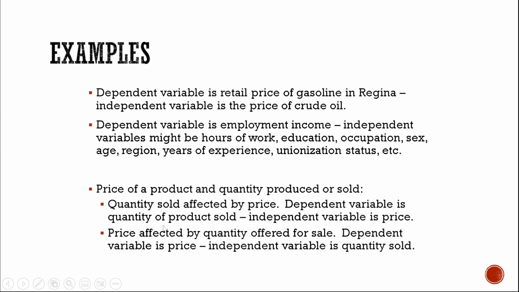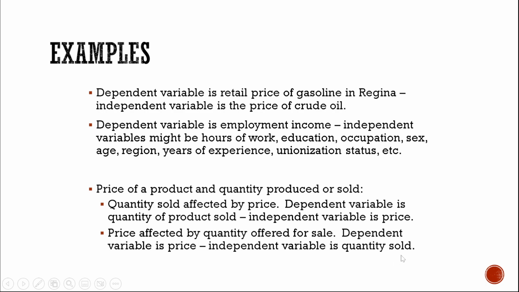So the quantity will be very dependent on the price that you set. The price is set to a specific amount, and the quantity will vary depending on the price. Another case is price affected by quantity offered for sale. So the dependent variable is price, and the independent variable is quantity sold. This is the other way around as well, wherein the price would be very dependent on the quantity to be sold.